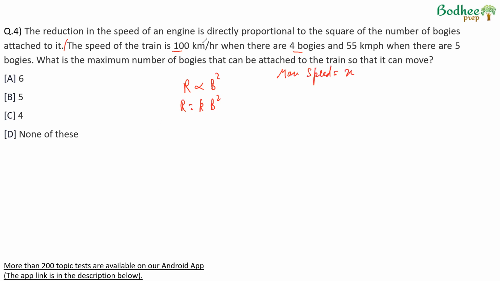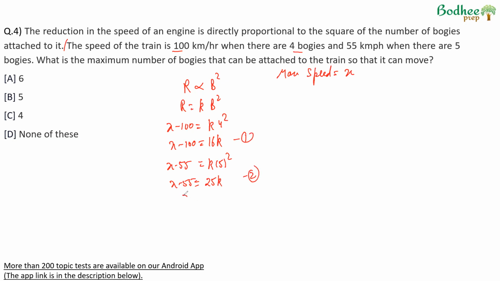So we can say when the speed becomes 100, reduction is x minus 100. This is equal to k into 4 square, or x minus 100 is equal to 16k. Second, when the speed is 55, reduction is x minus 55, maximum minus existing. This will be equal to k into 5 square, or x minus 55 is equal to 25k. This is equation number 1, equation number 2.